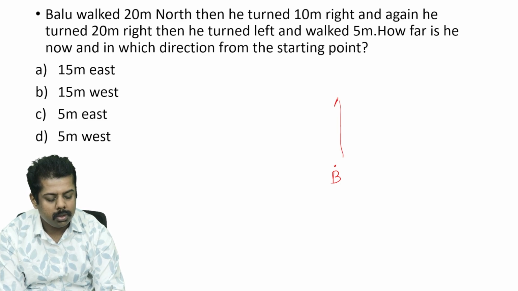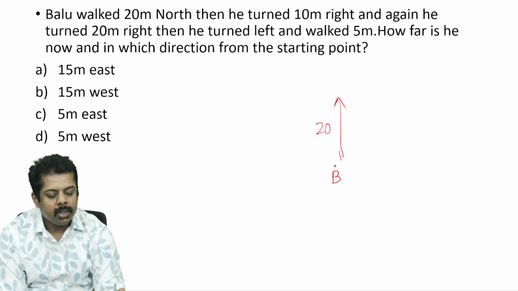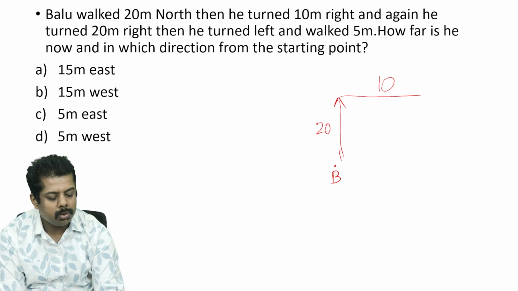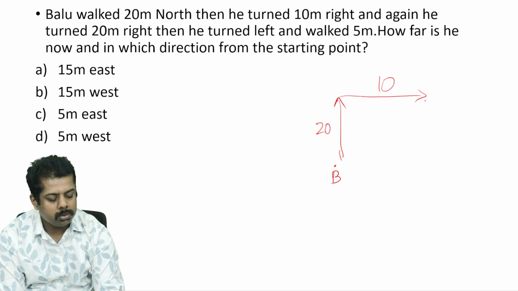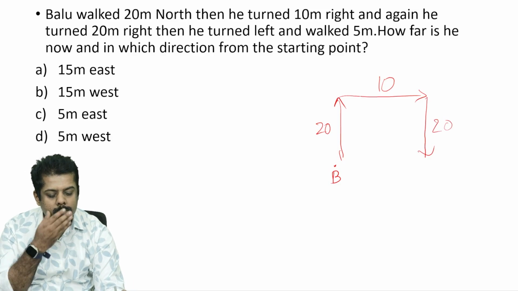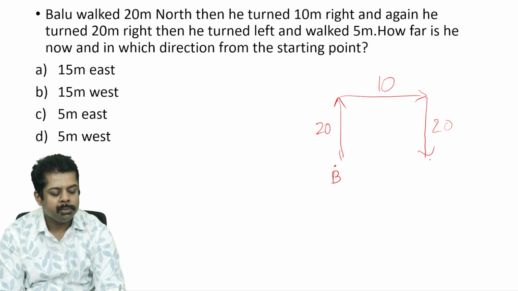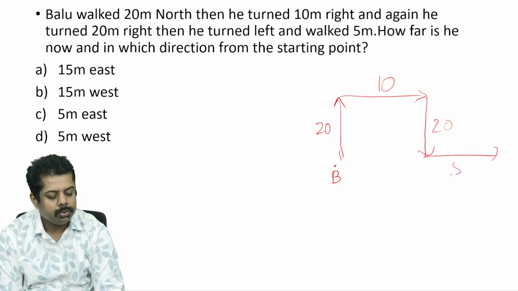First he goes 20 meters. Okay. Now from here he took a right turn, so 10 meters. Okay. Now from here again he took a right, so from here right is below. So he has moved 20. Okay. Now finally he moves left and covers 5. So this is his ending point.